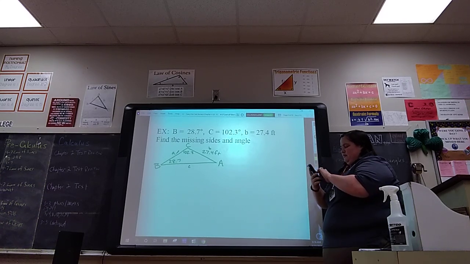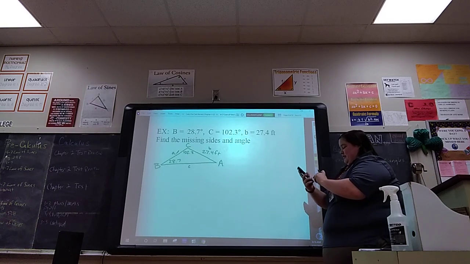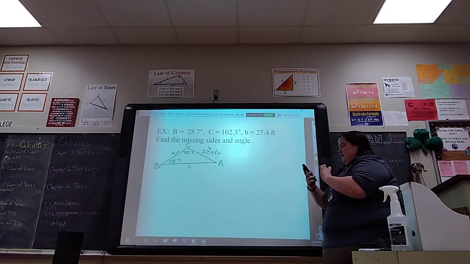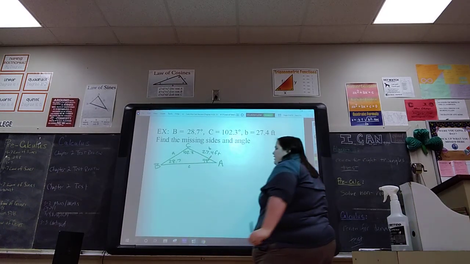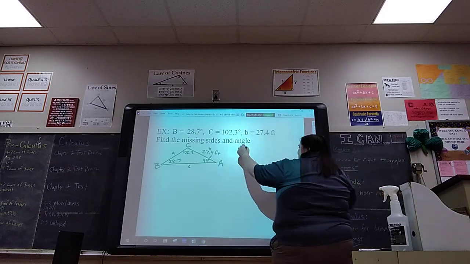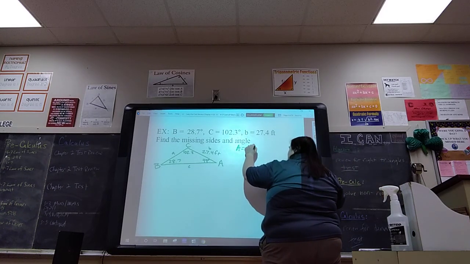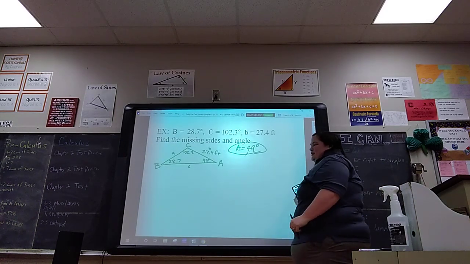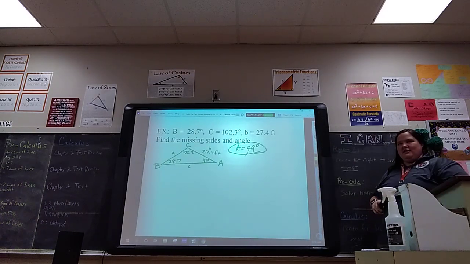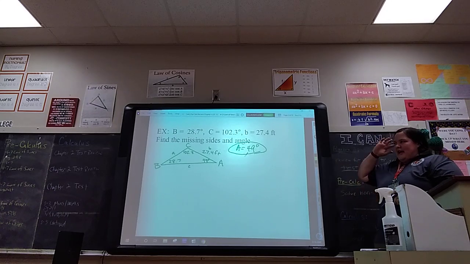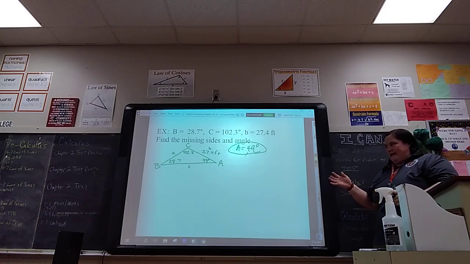So this angle is 49. So I know all 3 angles now. And if it helps, I do like to sometimes write it off to the side. I didn't show any work for that. Everyone's good with how I got 49? So we can still use that rule because that works no matter what triangle we're talking about.